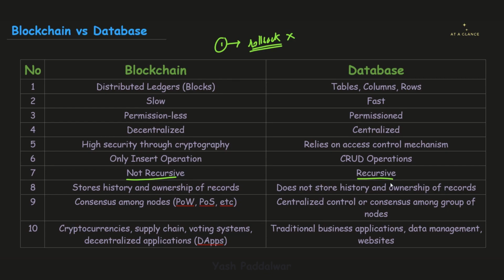Whereas in a database, rollback is actually allowed. That means whenever a transaction takes place and the transaction has to be rolled back to its original or initial state, then it can easily happen.